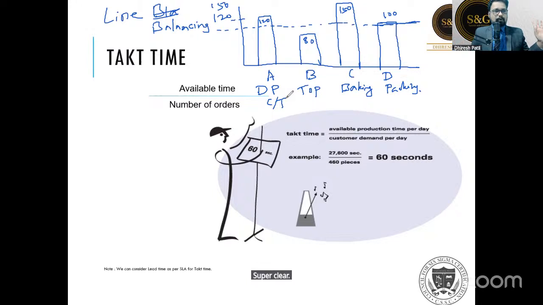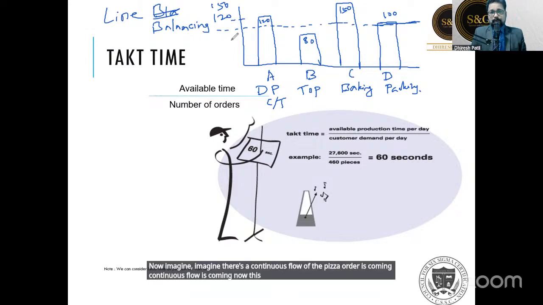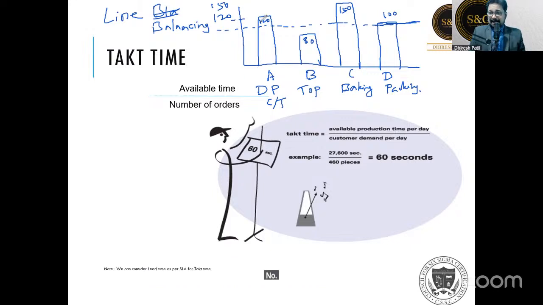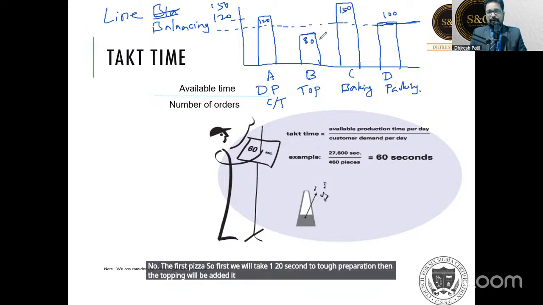Very good. Okay. Now imagine there is a continuous flow of pizza orders coming. Continuous flow is coming. Now this is very important. The first pizza, so first we will take 120 seconds for dough preparation. Then the topping will be added. It will have 80 seconds added. Okay. Then we'll bake this 150 seconds and then packing for 100 seconds, right?